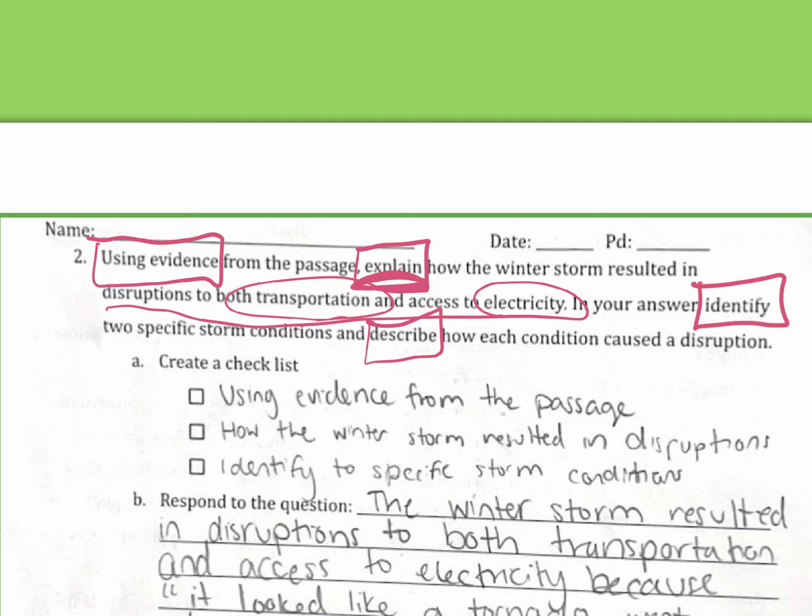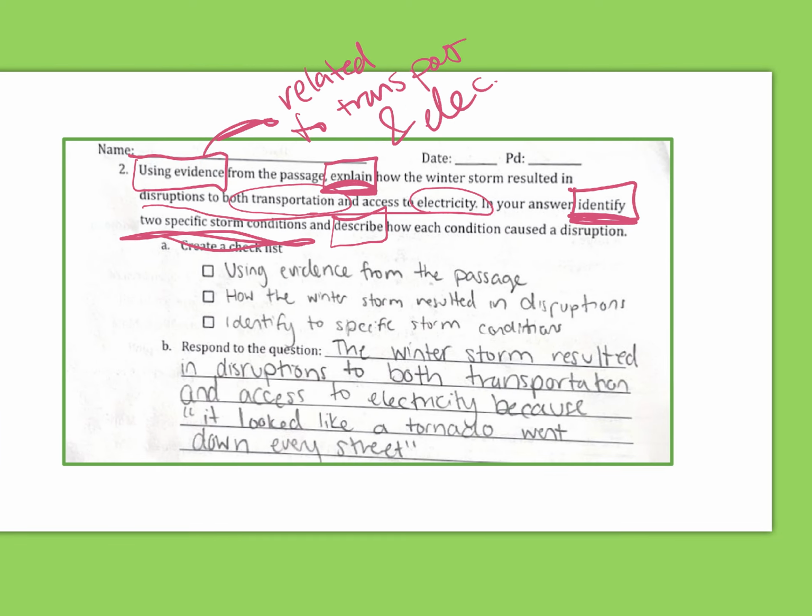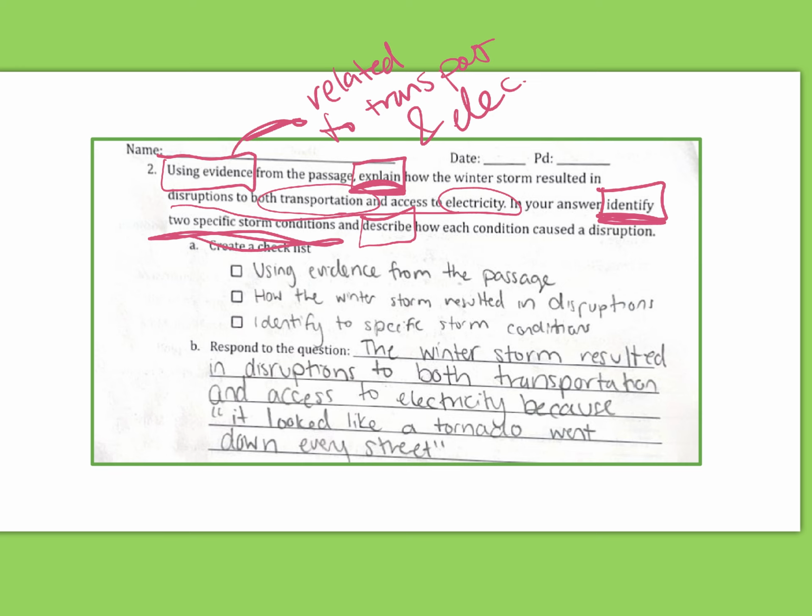Okay, so that's one. Another thing is we need to use evidence. So we need to make sure our evidence is related to transportation and electricity. And we need to identify 2 specific storm conditions. So 2 specific things that happened during the storm that are explaining this. Okay, so let's check. Does this answer properly answer the question?